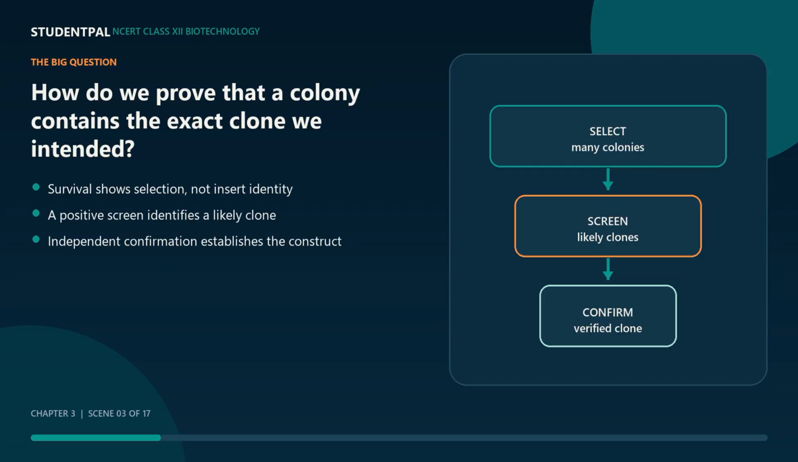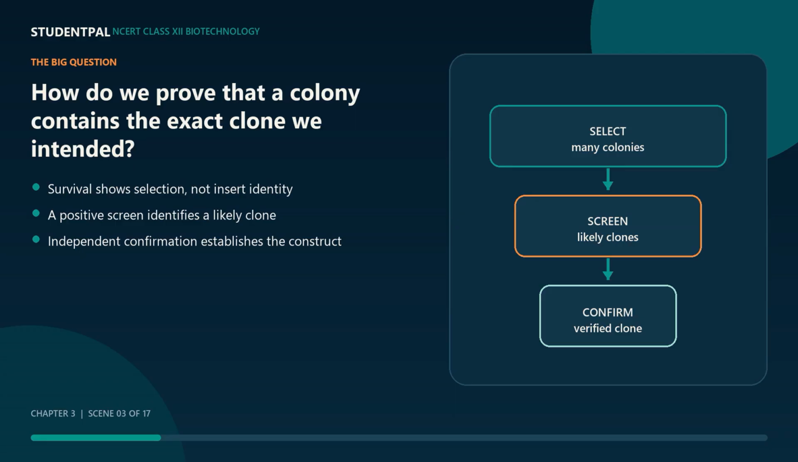Imagine a plate containing dozens of colonies after a cloning experiment. Every visible colony has survived the selection condition, but that does not mean every colony carries the desired insert. Some may contain an empty vector. Some may contain the insert in the wrong orientation. Others may contain a rearranged or mutated construct. Gene cloning therefore works as an evidence funnel.